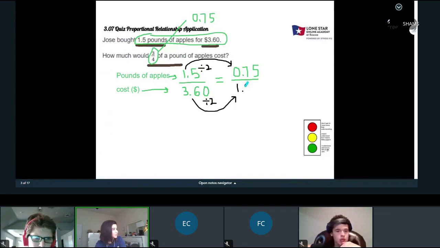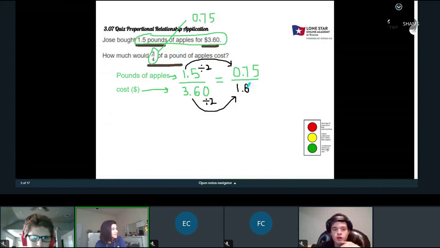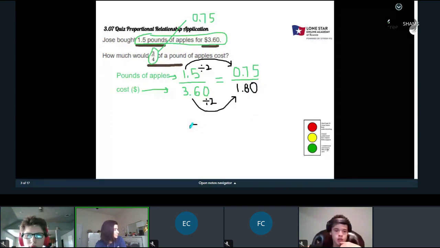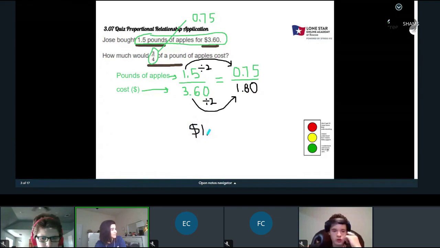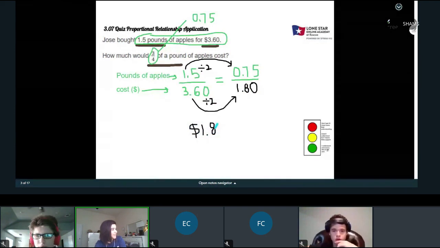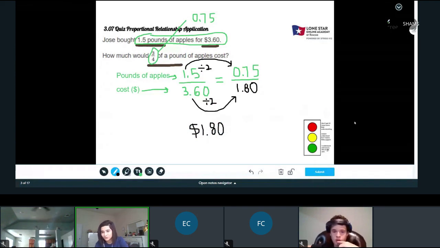It seemed like most of you knew how to do this problem, and that is such a good thing. Does anybody have any questions over this problem? The answer to this question is $1.80. Does anybody have any questions? Let me know. Each of the questions that I solve for you, I will try to use this proportional approach so that we can get a better grasp of it.